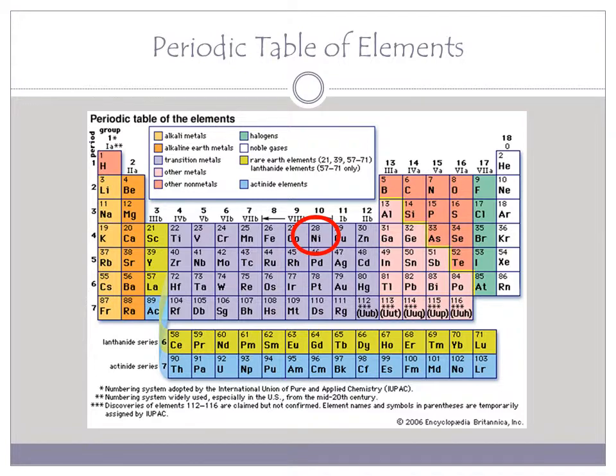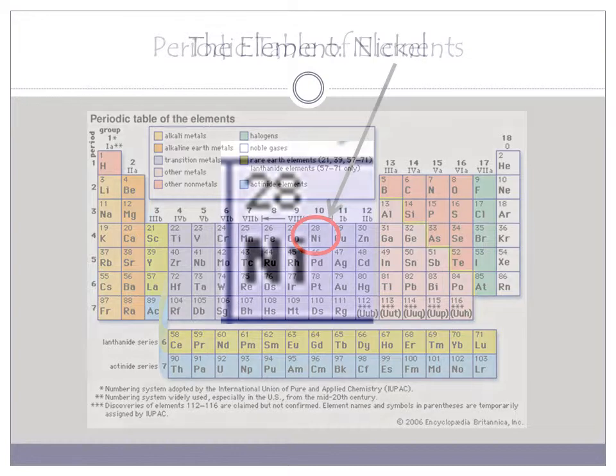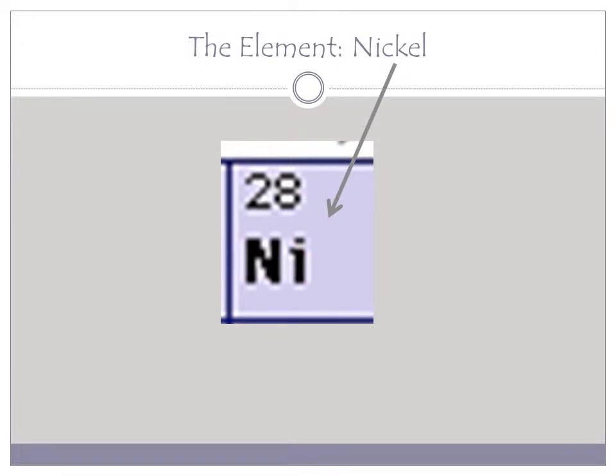This is the periodic table of elements. The element circled is nickel. This is the element nickel. This is the symbol for nickel on the periodic table.